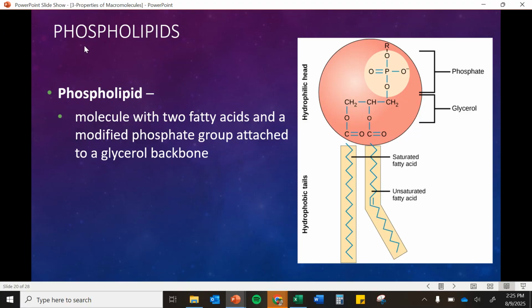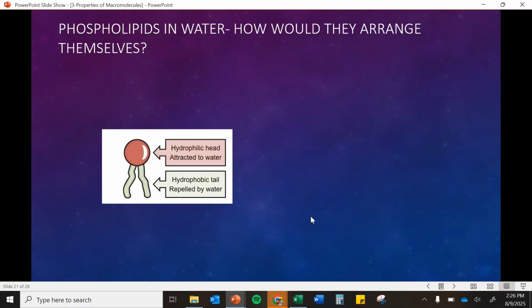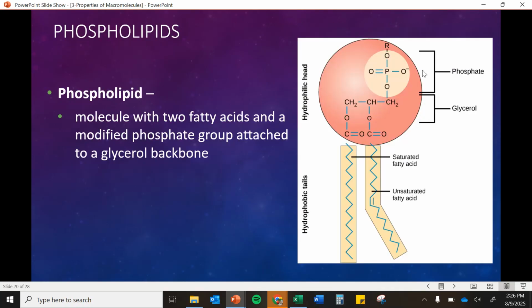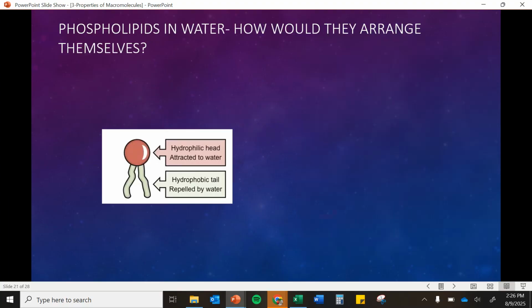Okay, phospholipids. This is where I mentioned that lipids can sometimes have phosphorus. A phospholipid is a lipid with a phosphate group attached to it. Notice that a phosphate group has a negative charge, and that's going to be polar. So that means we have a non-polar lipid attached to a polar phosphate group, and that's going to make it have a different type of structure and interaction with other molecules.